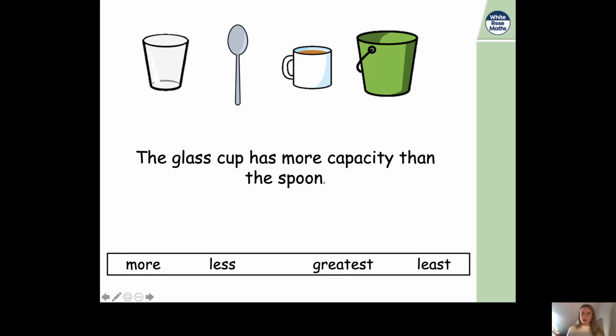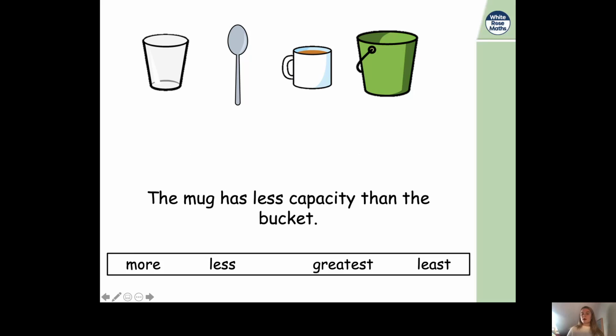Now this time I would like to use the word less. I've used the glass cup and the spoon, so this time I'm going to use the mug and the bucket. Which of these, the mug or the bucket, has less capacity? Well, I can see that the bucket is definitely bigger. Can you see that too? So therefore, I'm going to write the mug has less capacity than the bucket. When they're both full, the mug can hold less liquid than the bucket. So well done if you managed to spot that as well.